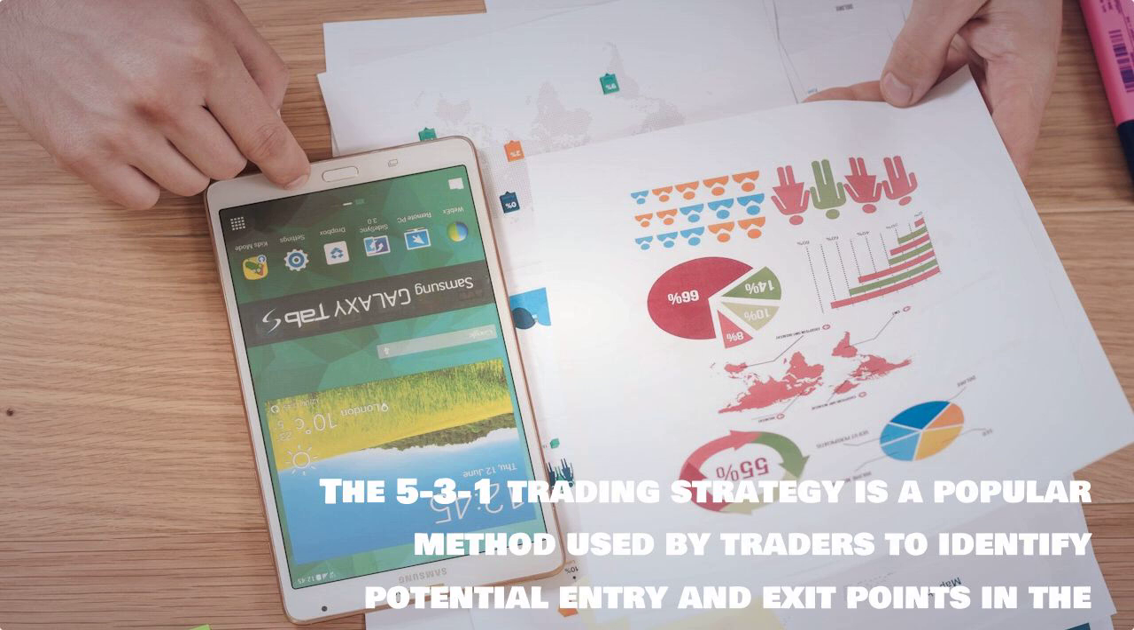The trader then looks for a retracement or pullback over 3 days, indicating a potential opportunity to enter a short-term trade. Finally, the trader waits for a confirmation of the upward trend resuming over 1 day, using technical indicators and price action to validate the potential trade.